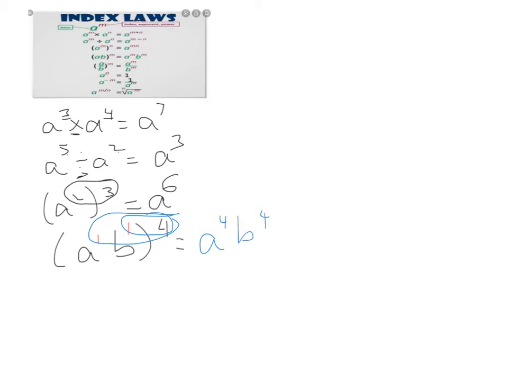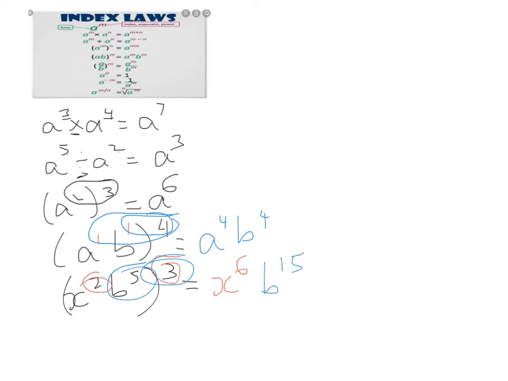So then in a different context, we could have x to the power of 2 and b to the power of 5, and put that all to the power of 3. So over here, 3 times 2 for x, which is 6, and 3 times the power of 5 for b, which ends up being b to the power of 15. So that's what we end up with there. Same kind of thing if we're dividing.